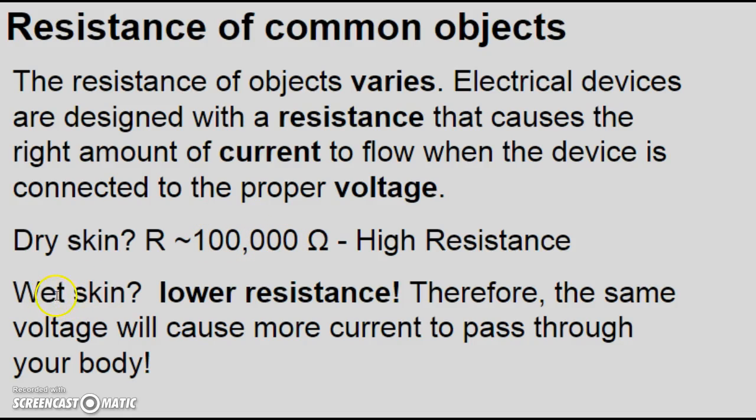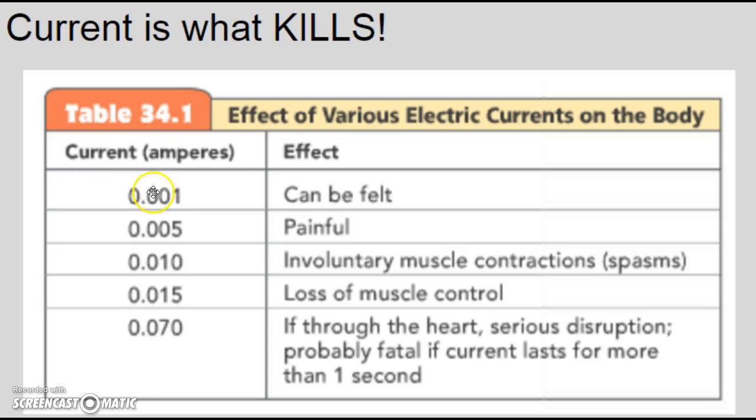But wet skin? Well, wet skin changes things. It lowers resistance. And therefore, if we lower the resistance, the same amount of voltage can cause more current to pass through your body. And that's significant here when we look at the tiny amount of current necessary to even do damage to the body. So dry skin is a lot safer when you're around electricity, and I definitely never encourage it. But wet skin becomes very, very damaging because it decreases the amount of resistance, therefore increases the amount of current.